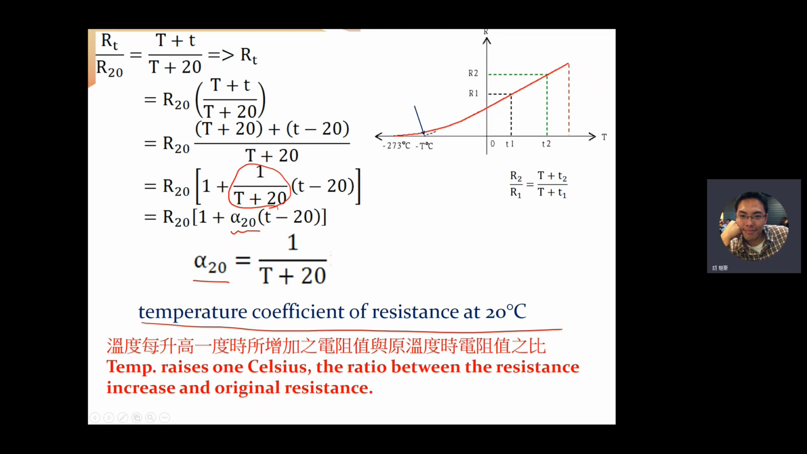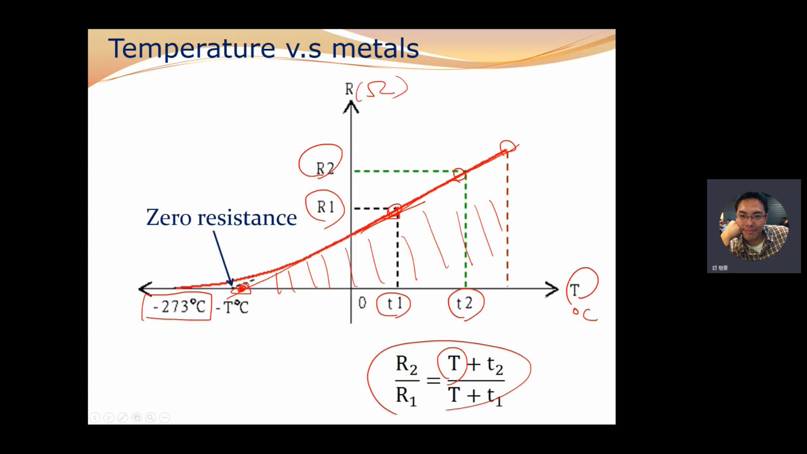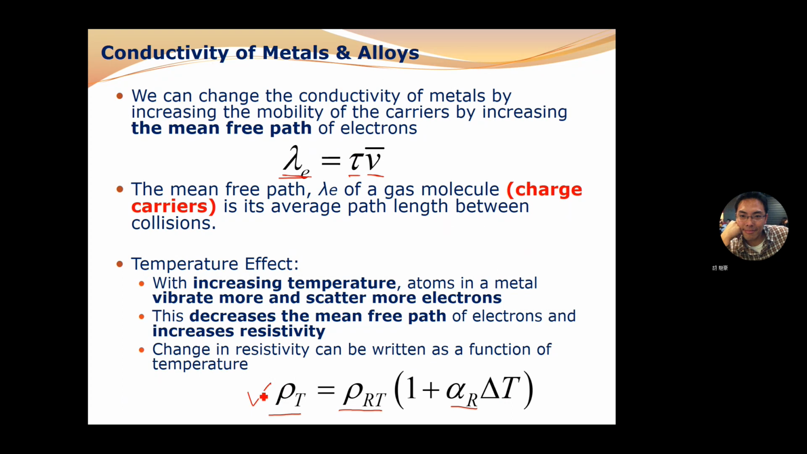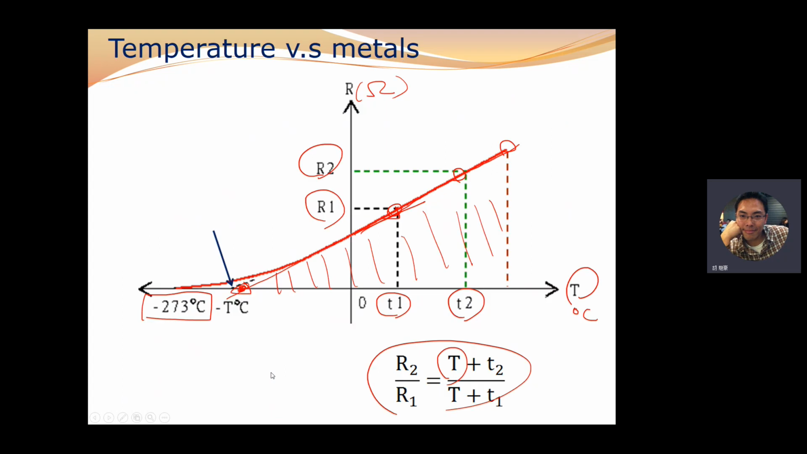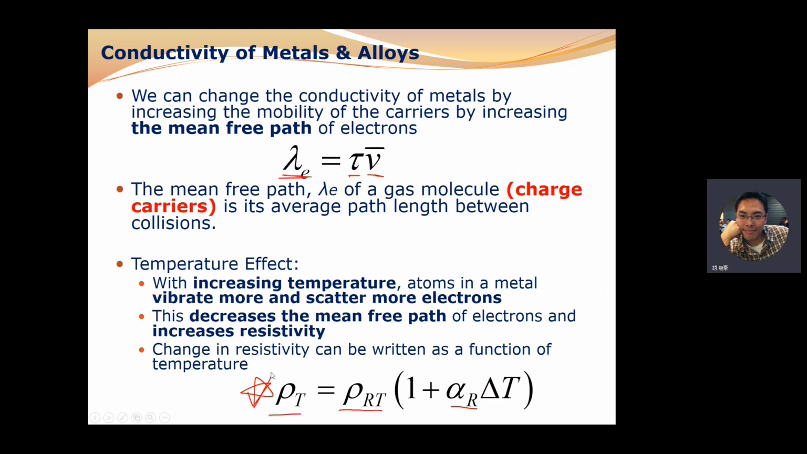The physical definition of this coefficient is that when the temperature rises by 1 Celsius, it is the ratio between the resistance increase and the original resistance. Therefore we can get this. I just derived an equation. I just want to express how to calculate the resistance as a function of temperature, and this equation comes from experimental work.